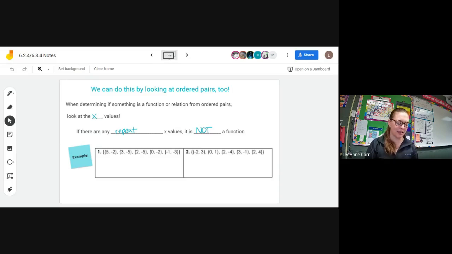So if there are any repeat X's, it is not a function. So we've talked about sorting them. Now we're determining if it's a function or not. So let's look at this first example. I'm going to do 2, and then I'm going to have you guys try some out here.